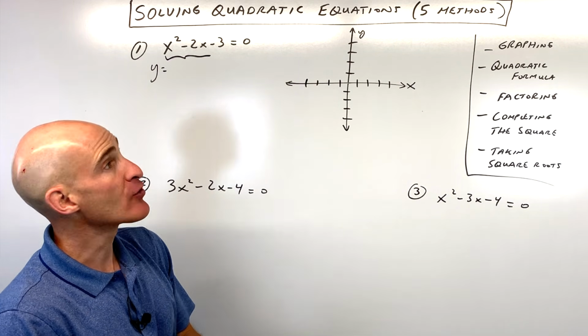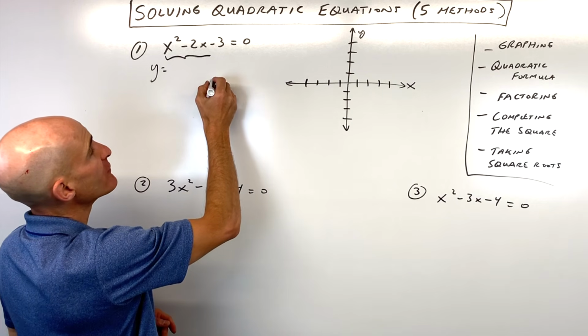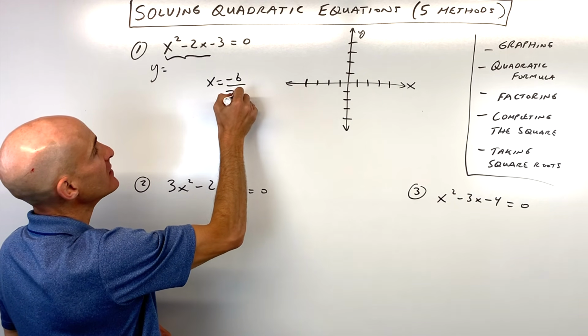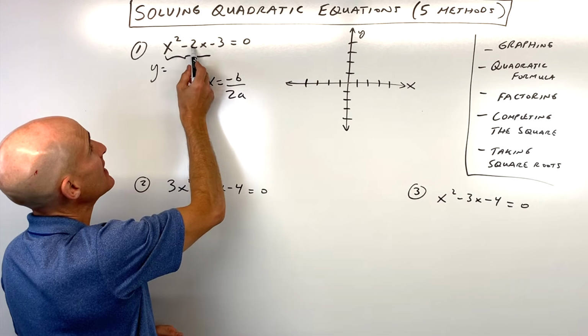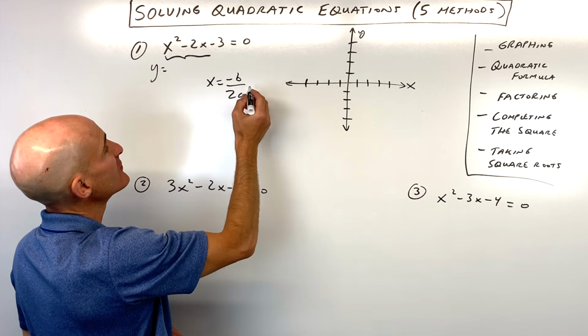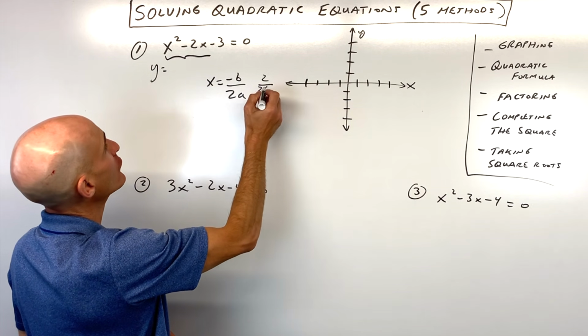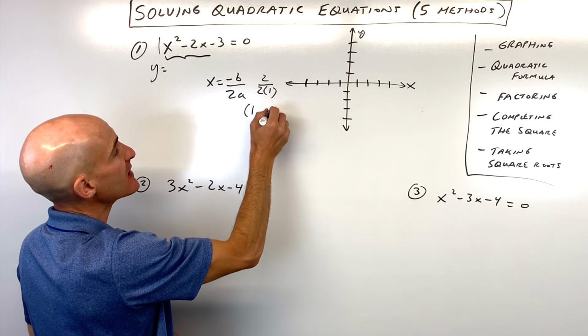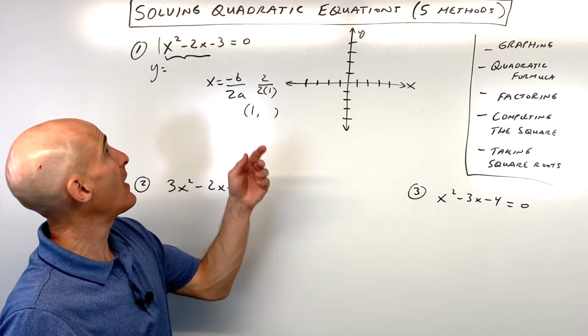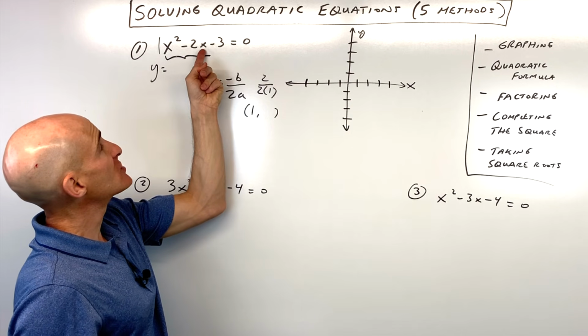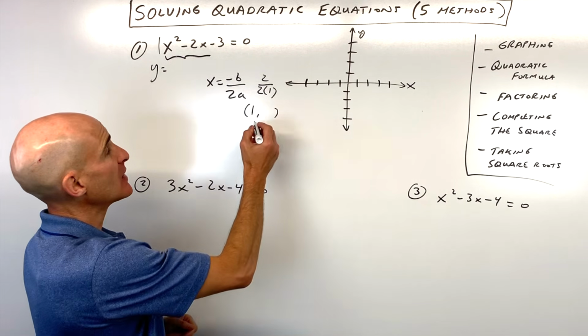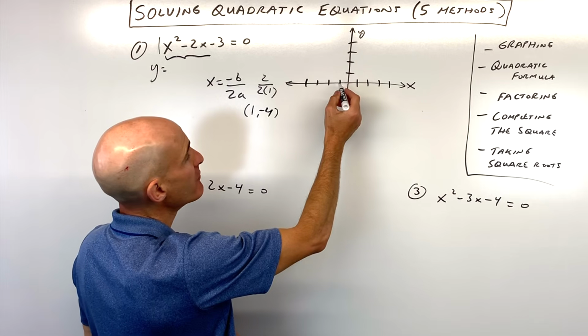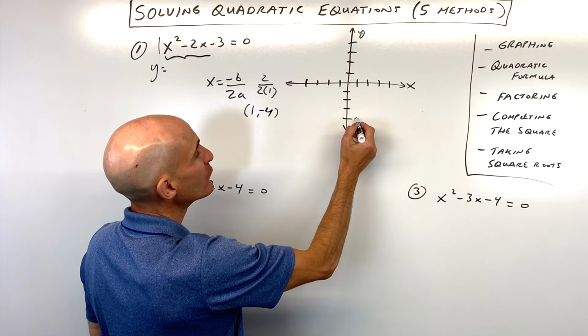But the question is, how do we graph it? Well, you can use this formula to find the vertex. It's negative b divided by 2a. So this is a, b, and c. The opposite of b is going to be positive 2 over 2 times a, which you can see is 1. 2 divided by 2 is 1. That's the x-coordinate of our vertex. If we put it back in, 1 minus 2 is negative 1, minus 3 is negative 4. So you can see our vertex where the graph bends is at (1, negative 4) right there.